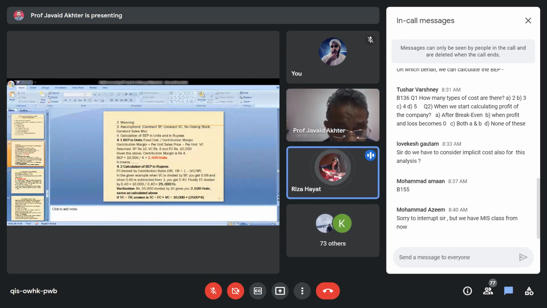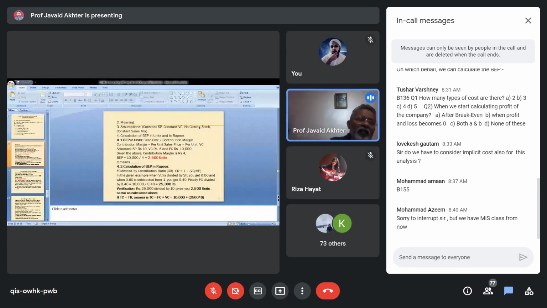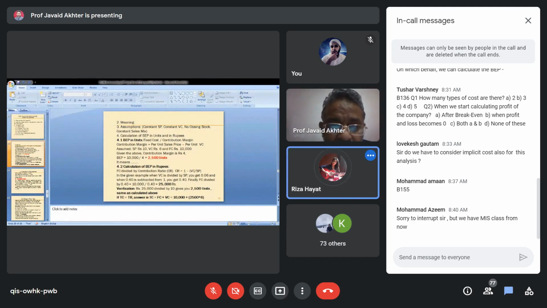Sir, at the break-even point it touched at 25,000. Exactly, it will touch at 25,000. And what is that Y axis? It shows your total cost and total revenue both. So it is touching at a point where total cost as well as total revenue is equal.